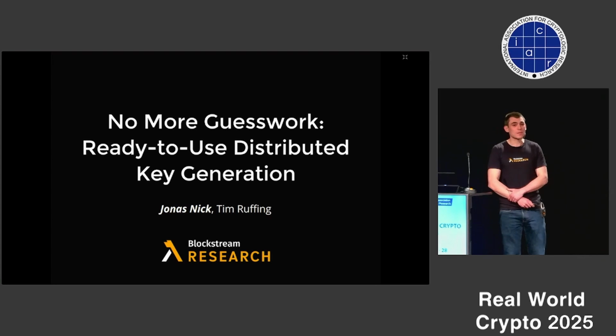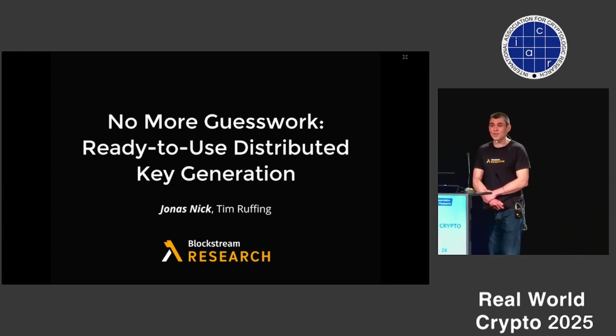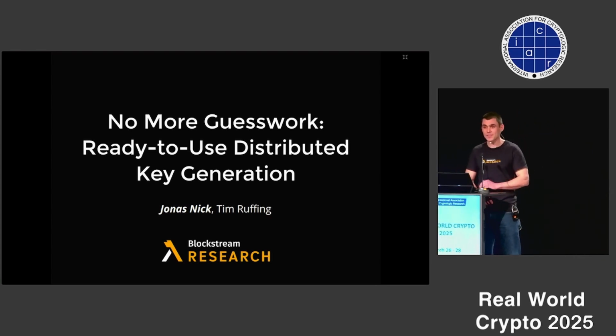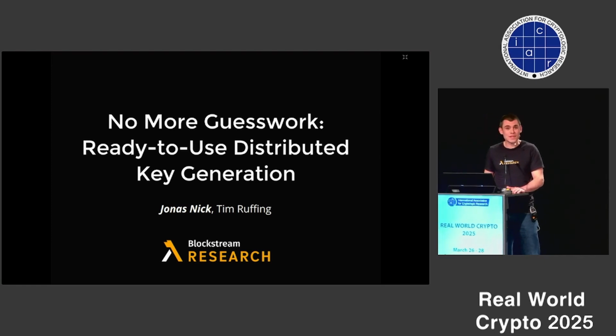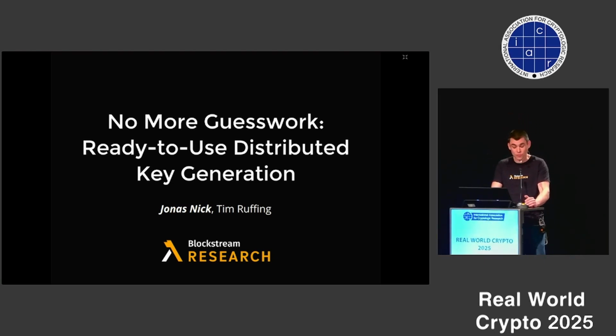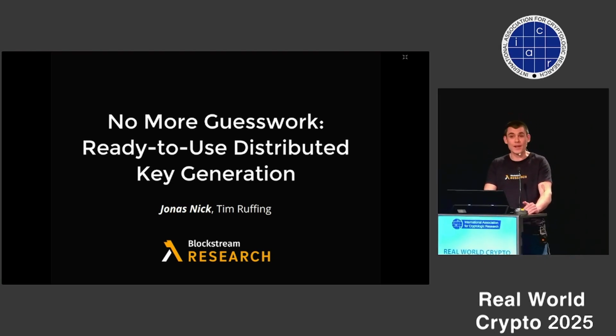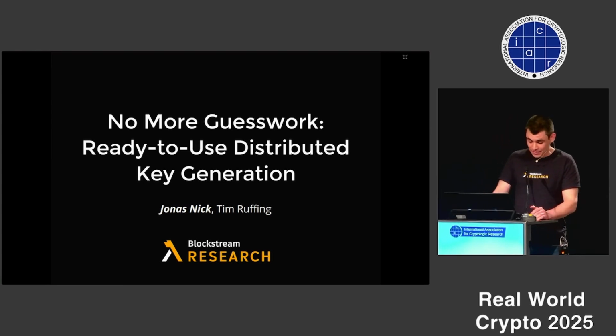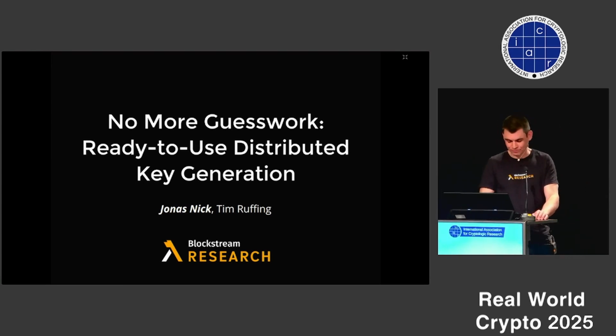Yeah, so this talk is about distributed key generation in the context of threshold signatures. In practice, implementing threshold signatures and distributed key generation has required a lot of guesswork because of unavailable, insufficient, and complicated definitions. I am going to talk about how this has led to real-world vulnerabilities and present a solution, a DKG protocol for FROST threshold signatures with ready-to-use specification. This is joint work with Tim Ruffing.